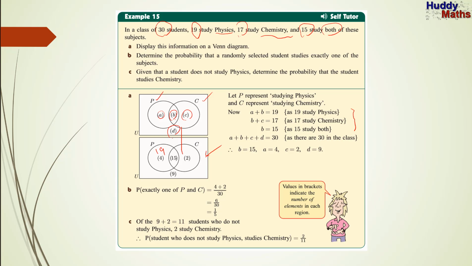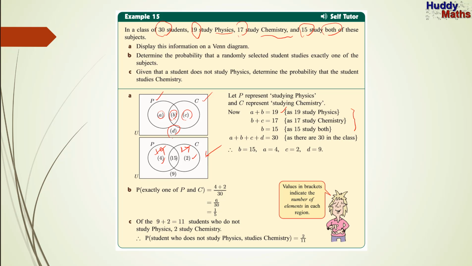Hang on, I'll just do that differently. 17 study chemistry, and then 15 are in the middle, so you'd take 15 away from that and get 4, take 15 away from that and get 2, right, as you move through the problem. I think that's better than doing this. They're doing it mathematically here.